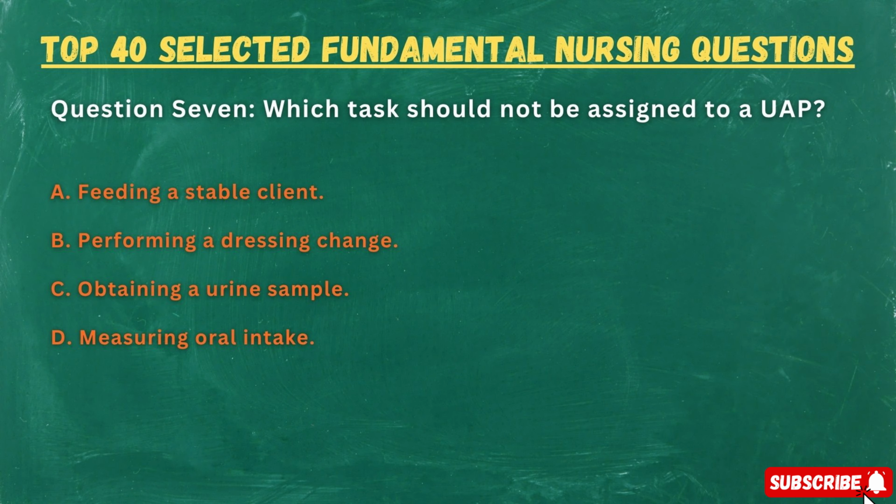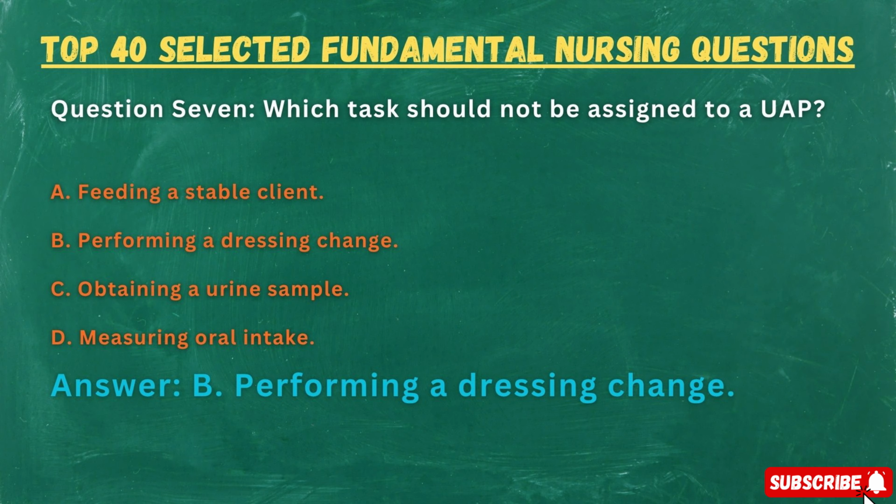Question 7. Which task should not be assigned to a UAP? A. Feeding a stable client. B. Performing a dressing change. C. Obtaining a urine sample. D. Measuring oral intake. Answer. B. Performing a dressing change.